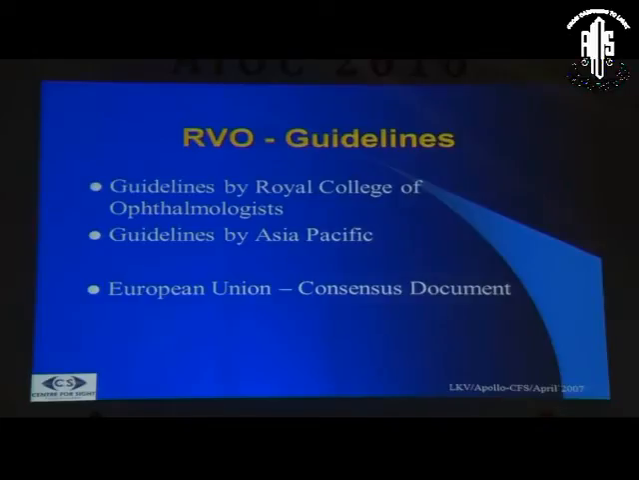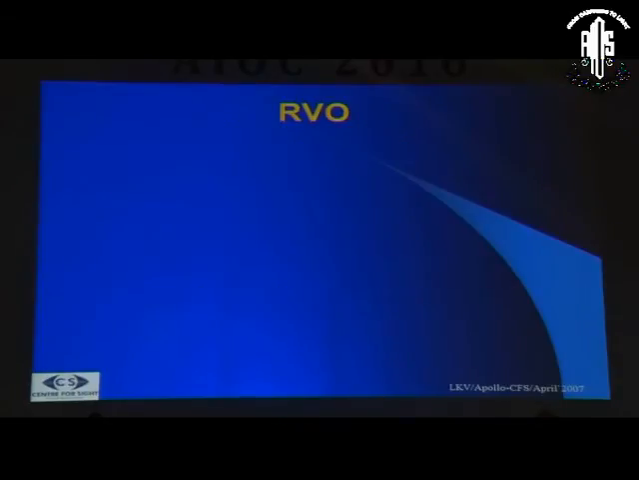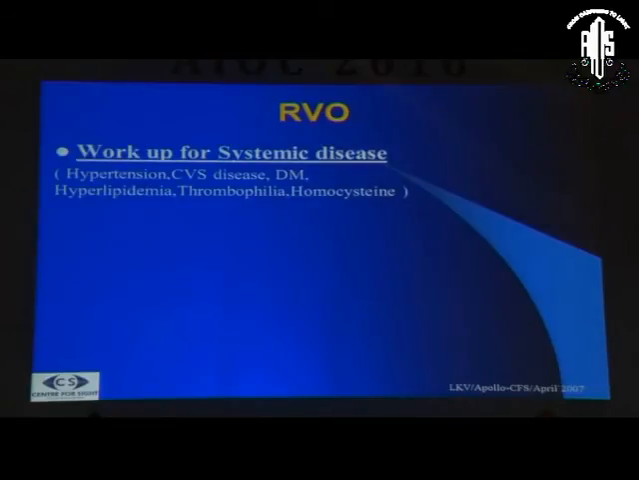So, in a nutshell, after having discussed the BRVO, CRVO and all the studies available, what do we do? How do we approach a patient now? There are a lot of guidelines available from virtually every continent and even by Asia Pacific. So in the consensus document, what I feel is best is, initially, what was just told to you, workup for systemic disease has to be done: hypertension, cardiovascular disease, thrombophilia, homocysteine, hyperlipidemia.